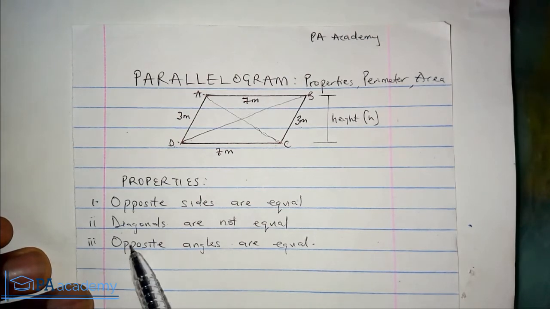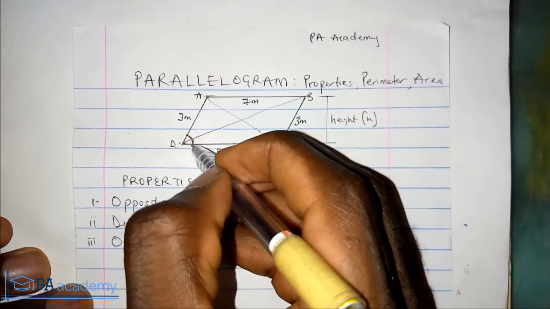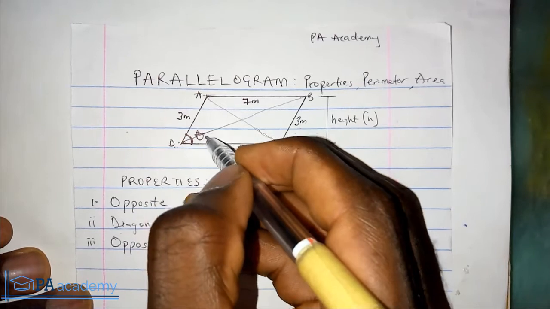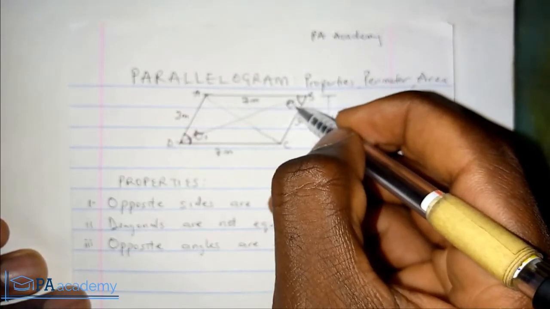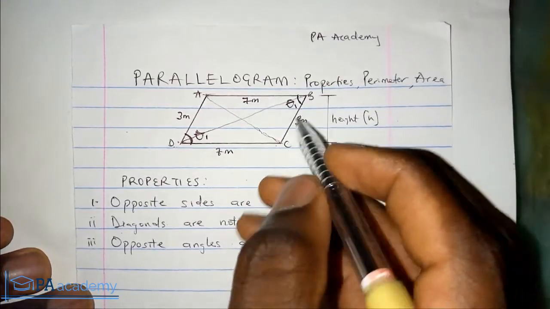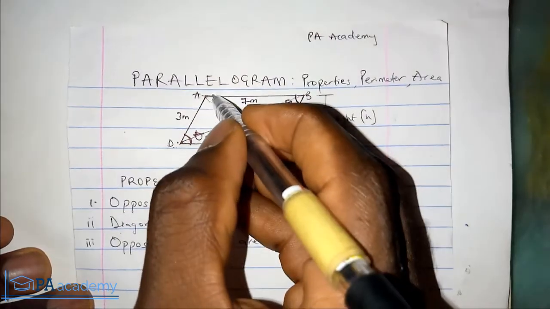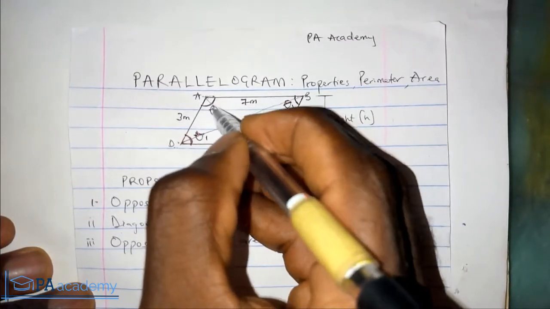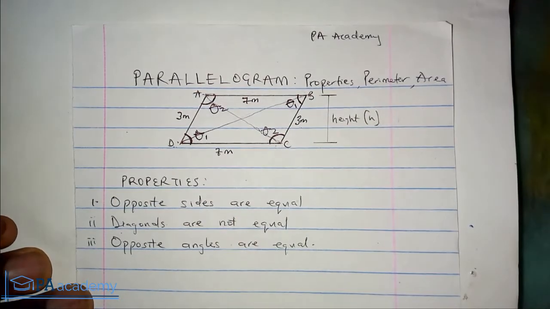So then the third one says that opposite angles are equal. That means the angle here, let's call it theta 1, is also the same as the angle here. So the opposite angles are always equal. And if you also look at this angle, let's call this theta 2, it's the same angle as this part, also theta 2. So opposite angles of a parallelogram are equal. So these are some of the properties of a parallelogram.